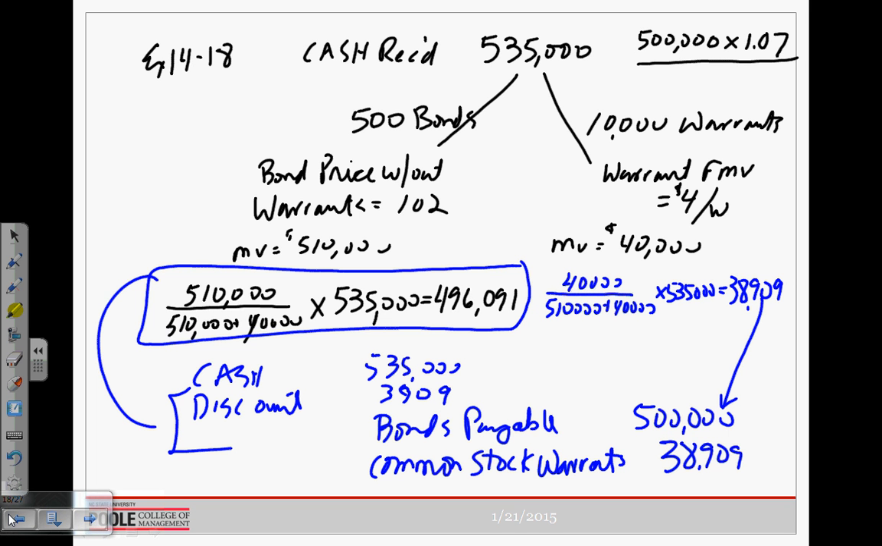All right. So that takes care of bonds being reacquired prior to maturity, takes care of the conversion features, and then it also takes care of bonds sold with warrants. So I'm going to stop here and then we'll move on in a little bit.